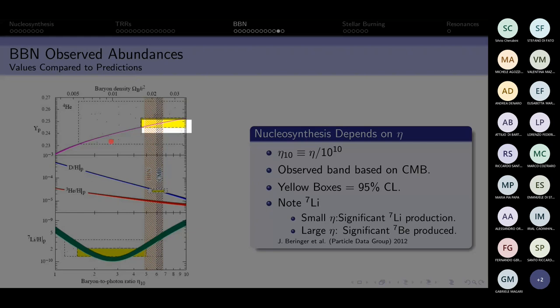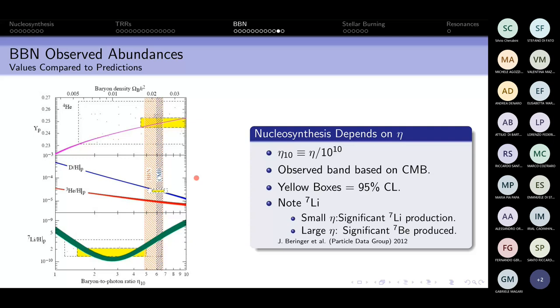So we know helium-4 is somewhere in this region here. We've seen it, we've measured it. We've measured deuterium to be somewhere in this region here. We've measured lithium-7 to be somewhere in this region here. Do you see a problem? It doesn't match for lithium.